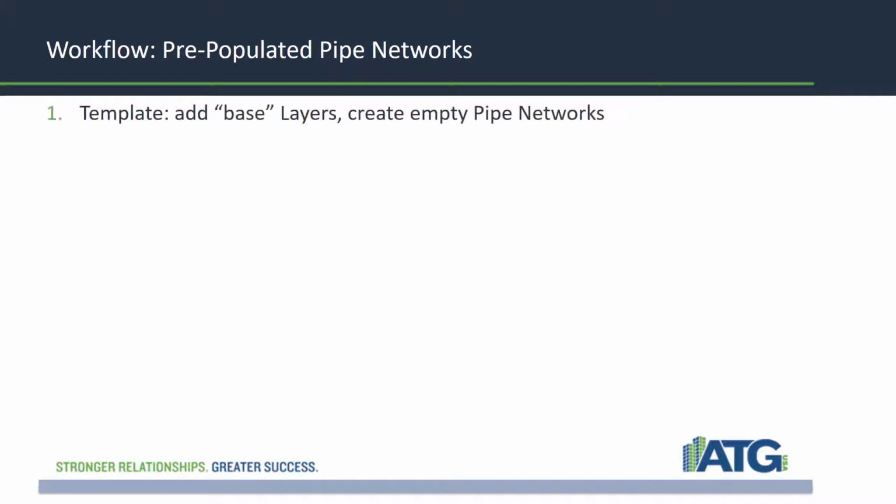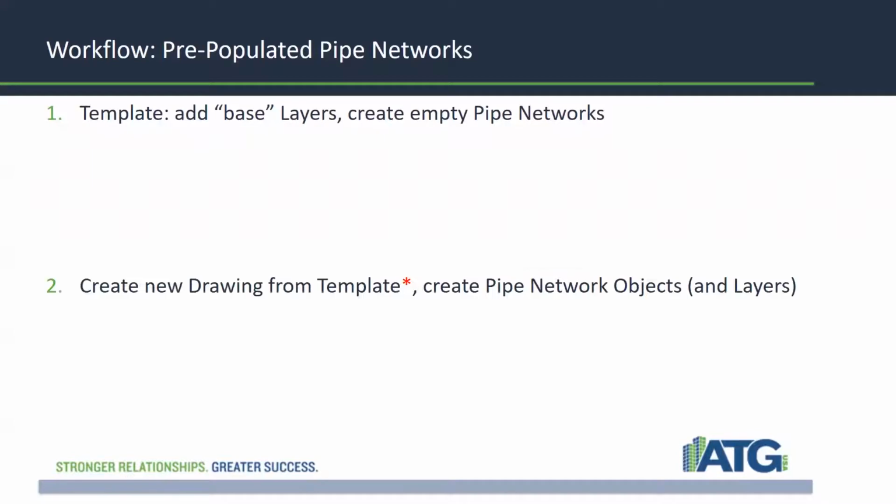So our first job, we go into the template itself. We need to add what I'm referring to in this workflow as a base layer, that -ano -pipe. And then we need to create an empty pipe network. We're going to save the template, and then we're going to create a new drawing from that template. Inside this new drawing is where we're actually going to create those pipe network objects, and we're going to create those AutoCAD layers as a result.